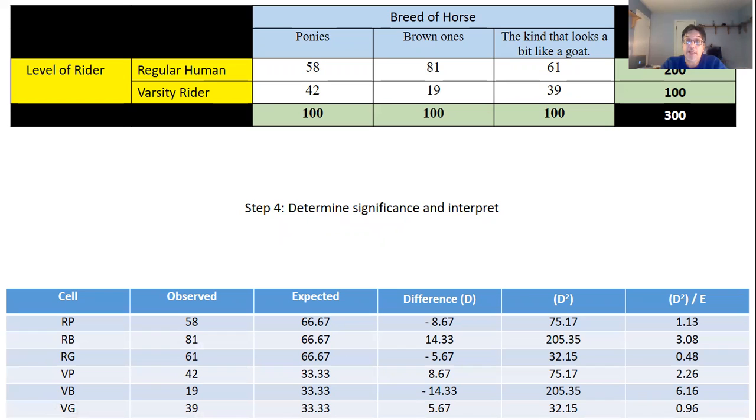Go to the chi-square table, determine the critical value, make a judgment about whether or not this is statistically significant, and then try to interpret. Again, remember we are limited with what we can say on the chi-square, but go ahead and do your best and then come back and compare your answers.